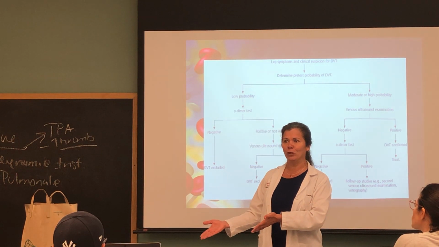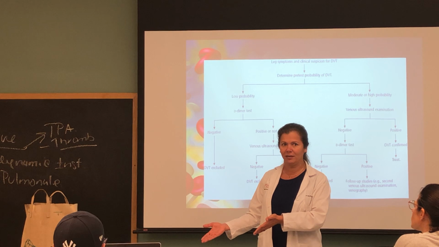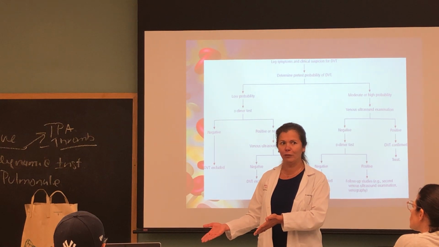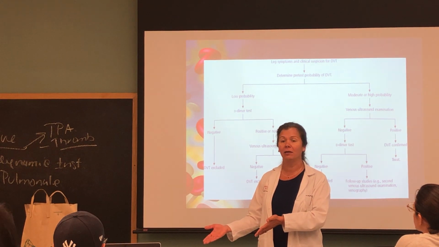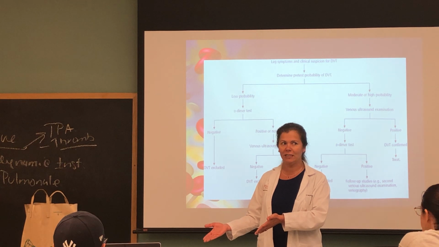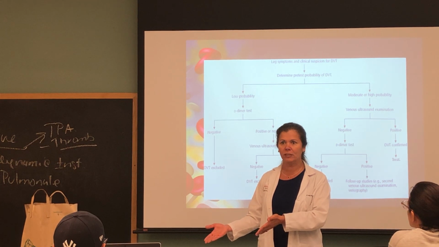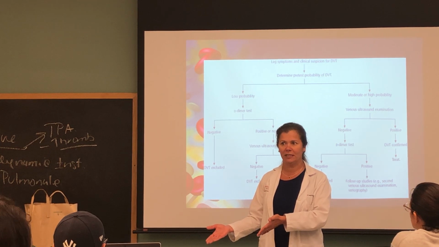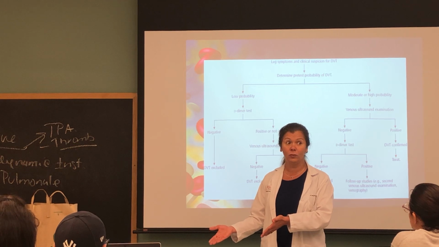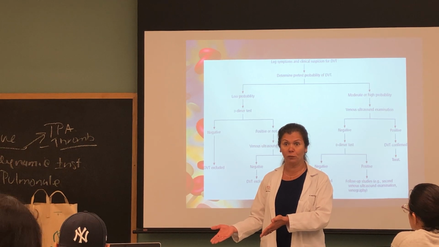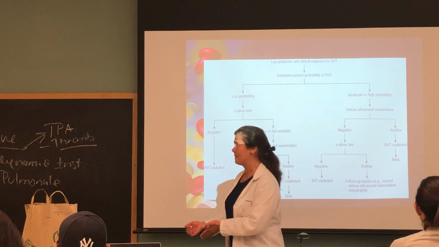And I come in with shortness of breath and chest pain. What is your level of suspiciousness for PE? High. So you do not do a D dimer. You go straight for a CT angiogram unless contraindicated. And if it is, you do a VQ, ventilation perfusion scan. Okay?